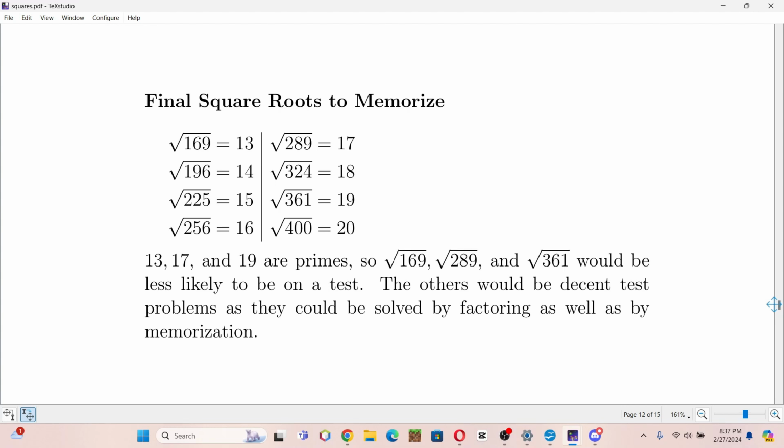Root 324 equal to 18 can be done by factoring 324 equal to 81 times 4, and then taking square roots to get 9 times 2 equal to 18. Finally, root 400 equal to 20 is reasonably easy to determine if it is not memorized.